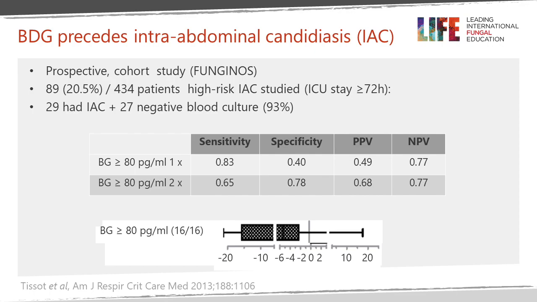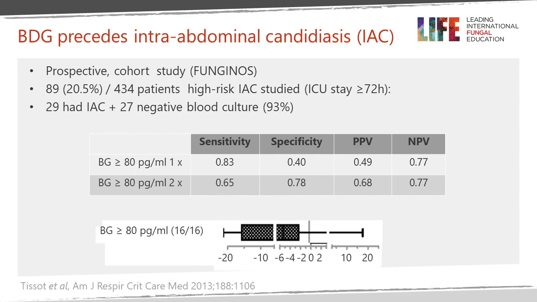In this study from Switzerland, the authors looked at intra-abdominal candidiasis, and they found 89 patients out of 434 who were at high risk of this. And of those, 27 had intra-abdominal candidiasis, and only 2 had a positive blood culture. So the Beta-D-glucan on one occasion had a sensitivity of 0.83, but a low specificity of 0.4. And the 2 positive tests gave a sensitivity which was slightly lower at 0.65, but a higher specificity of 0.78.